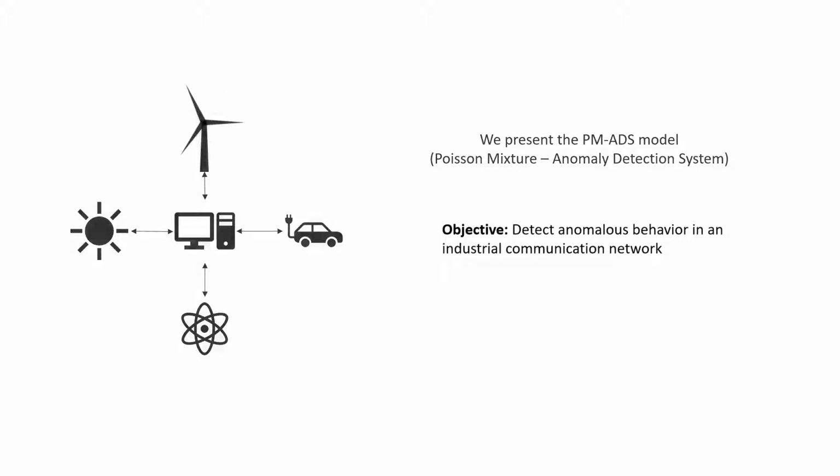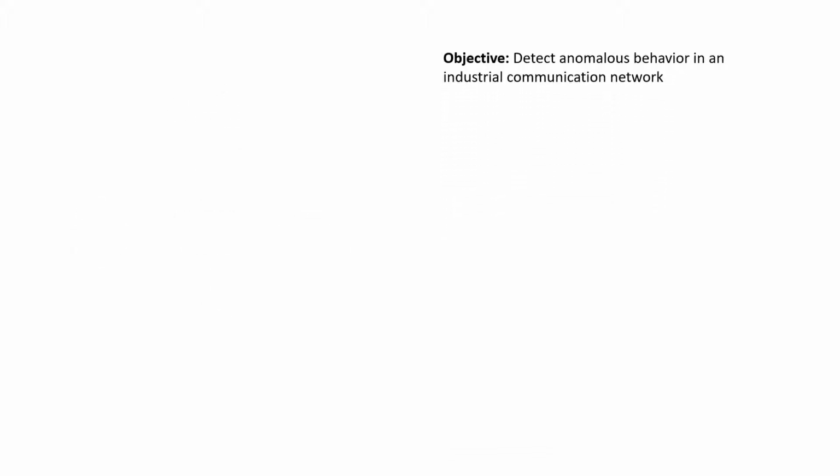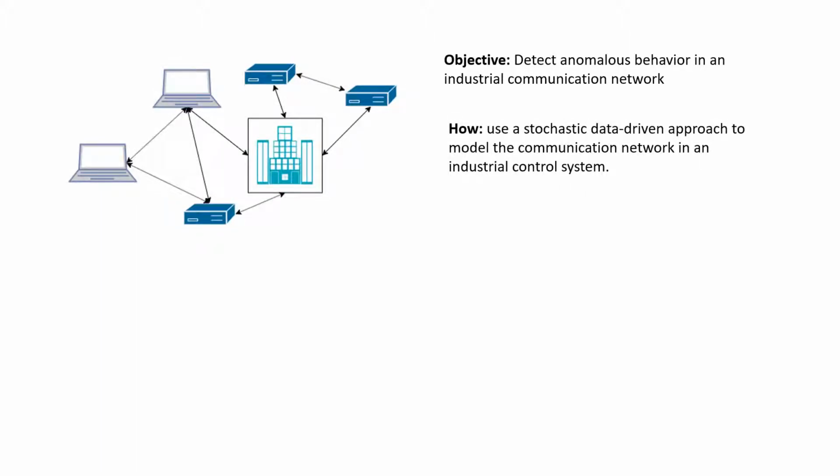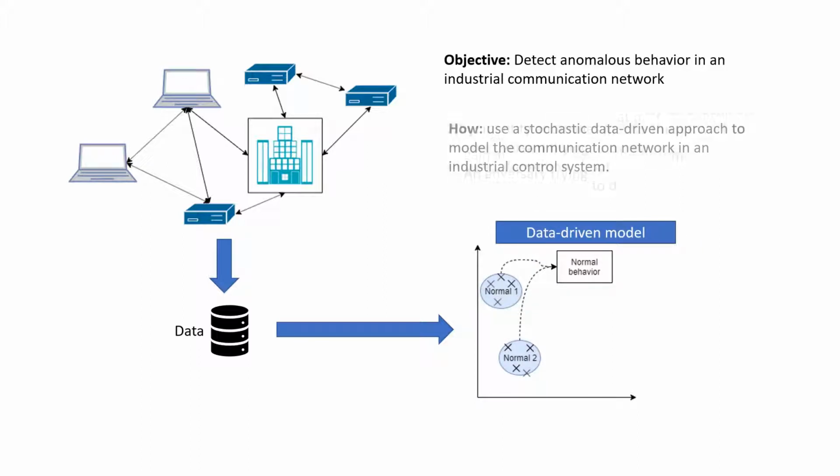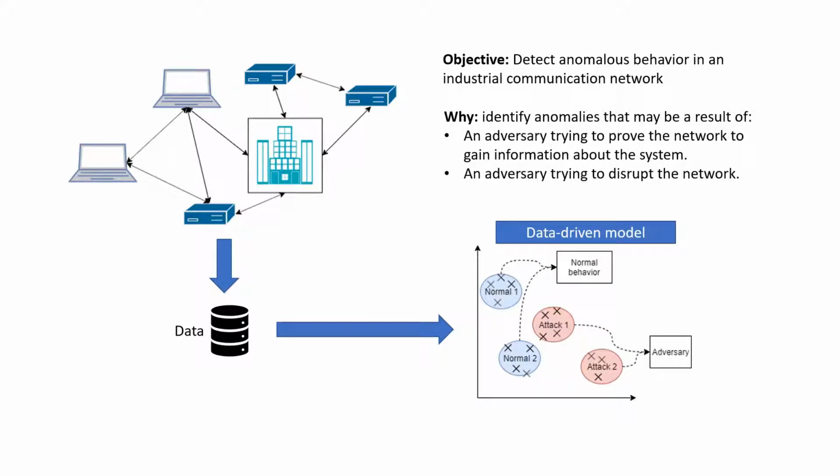Our objective is to detect anomalous behavior in an industrial communication network. We use a stochastic data-driven approach to model the communication network in an industrial control system. The model is used to detect anomalies caused by cyber attacks and unexpected changes in the system.